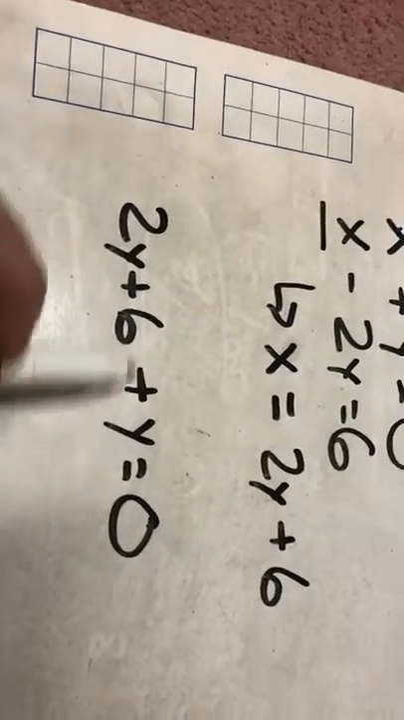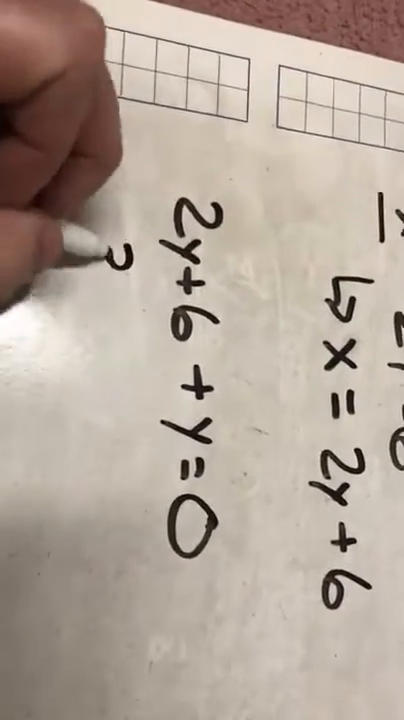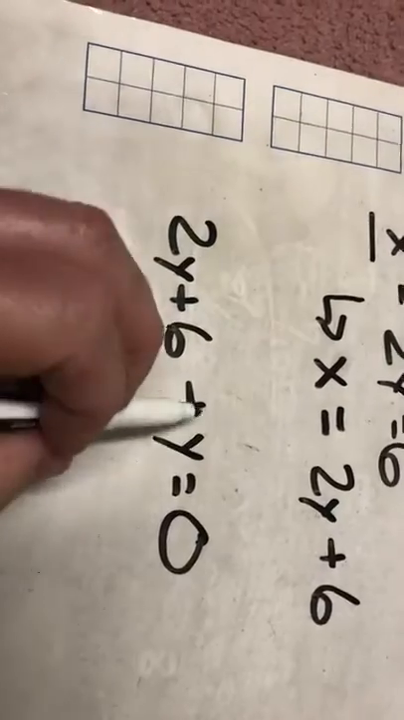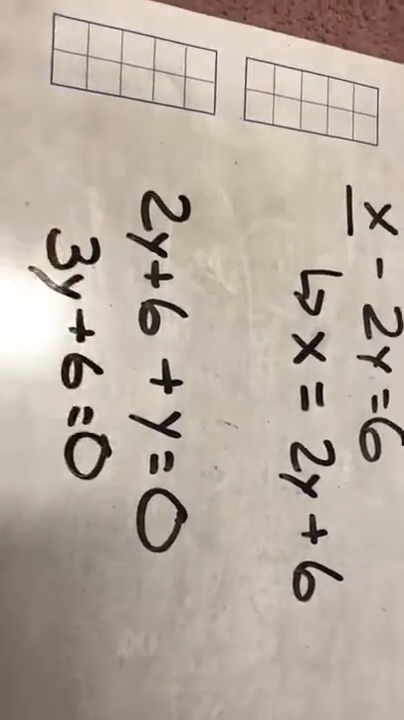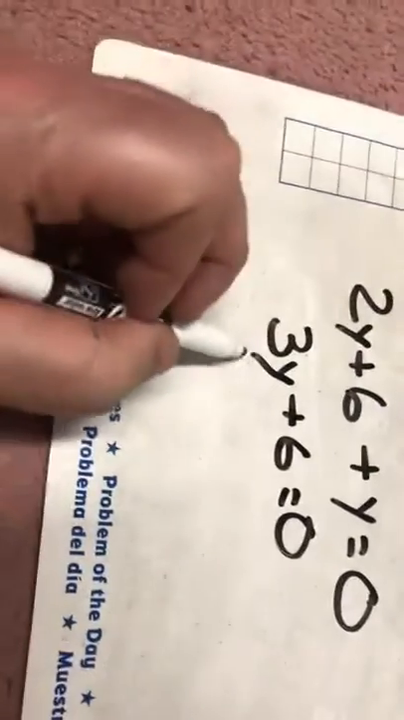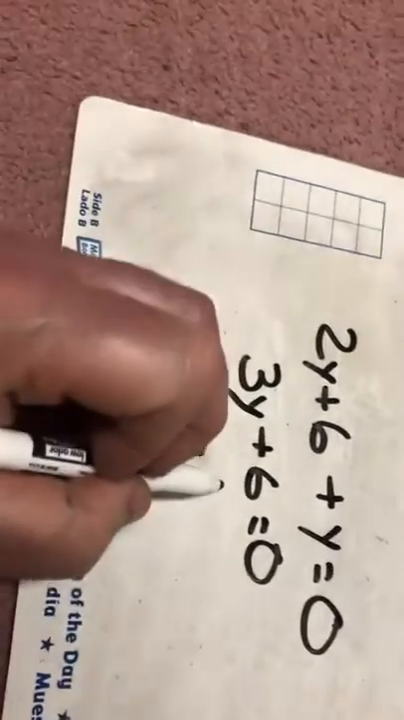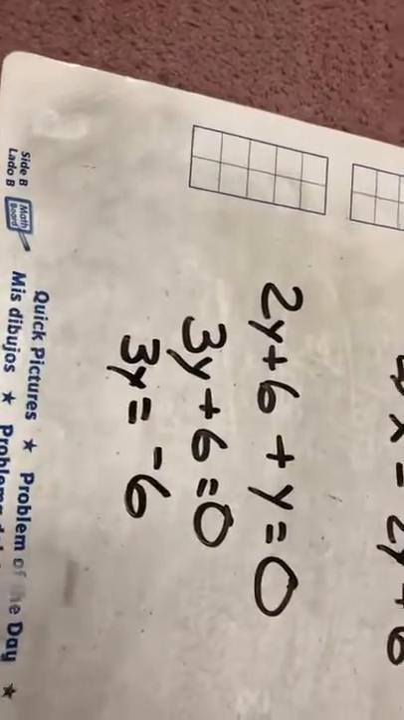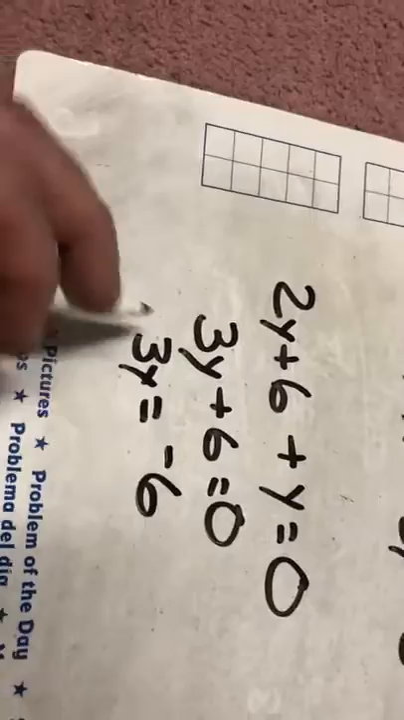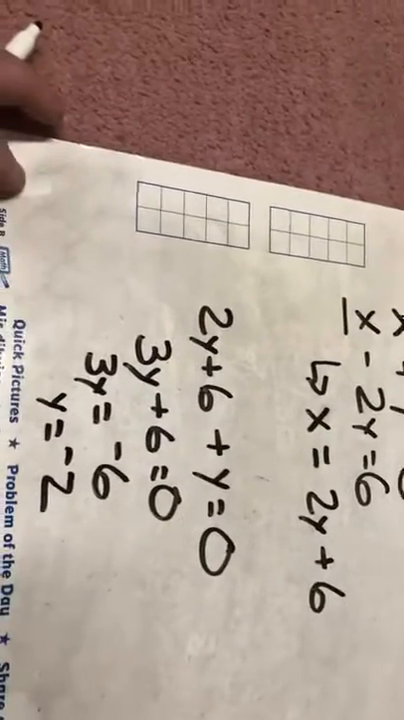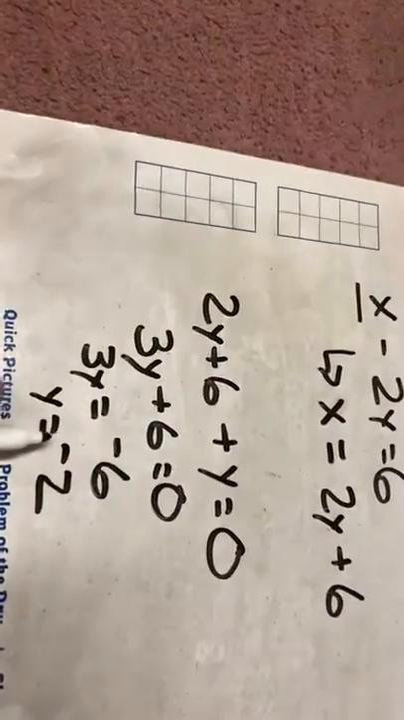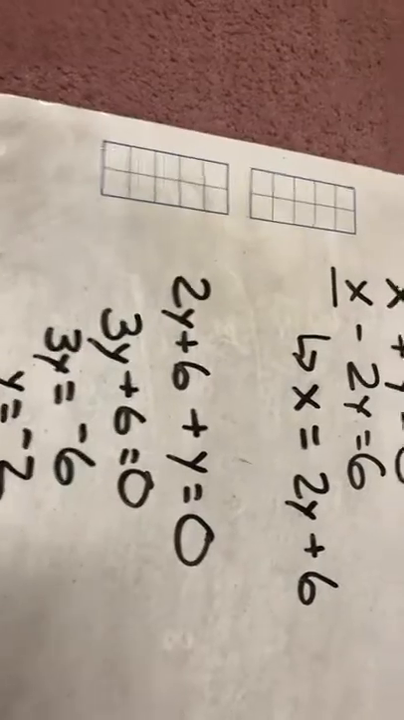I now have to combine like terms. 2y plus y makes 3y, because there's a 1 there. 3y plus 6 equals 0. I'm going to subtract 6 from both sides, so 3y equals negative 6. And if 3y equals negative 6, divided by 3, y equals negative 2. I now have to go back into the original equations and plug in y equals negative 2.